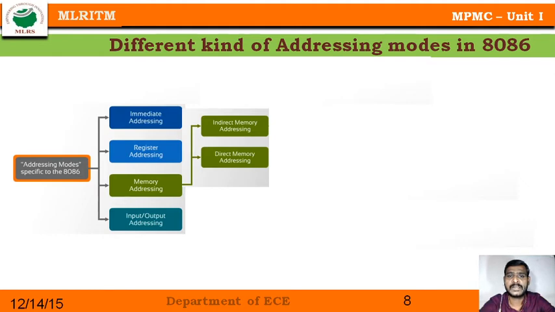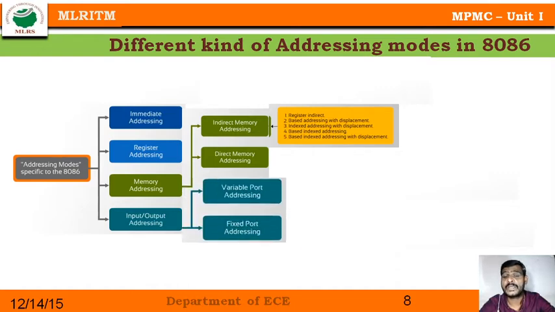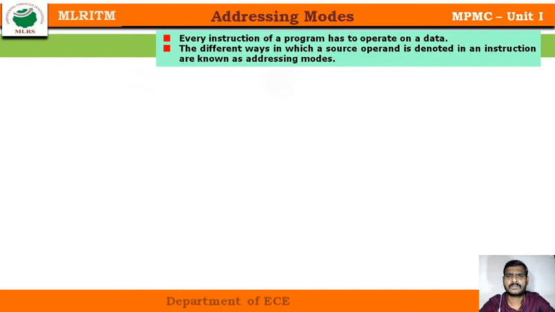When you come to the indirect addressing mode, it is further classified into five basic types: register indirect, based addressing with displacement, indexed addressing with displacement, based index addressing mode, and based index addressing mode with displacement. When you come to the IO addressing ports, they are classified as variable port addressing modes and fixed port addressing modes. So these are some of the ways we can differentiate the different types of addressing modes in 8086. Let us see one after another.